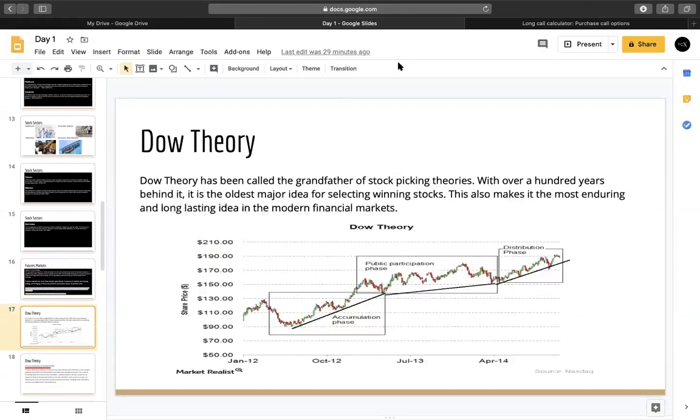Now, let's talk about the Dow theory, okay? Now, the Dow theory has been called the grandfather of stock picking theories. With over 100 years behind it, it's the oldest major idea for selecting winning stocks. This also makes it the most enduring and long-lasting idea in the modern financial markets, right? So you have the accumulation phase, the public participation phase, distribution phase, okay? These are the different phases of the Dow theory.